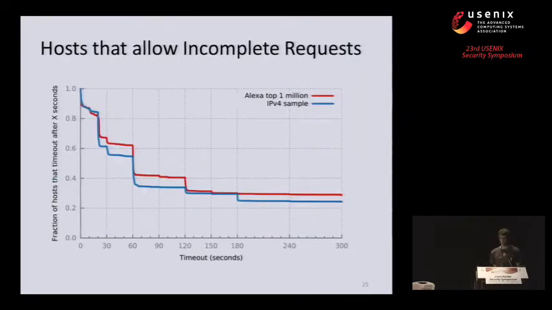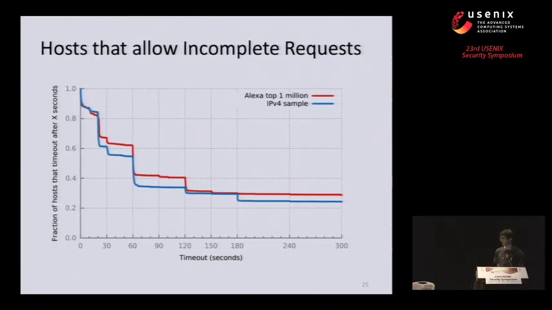So in order to evaluate how many decoy servers there were on the internet that would allow these weird incomplete requests and these weird TCP tricks going on, we sent an incomplete request to the Alexa top 1 million hosts and a sample of the IPv4 address space. And this, on the x-axis, is the length of time that it took for the server before it sent us either a timeout message or some kind of error or some data that would reveal to the censor, if we were still using this connection as a TapDance connection, that something weird was going on.